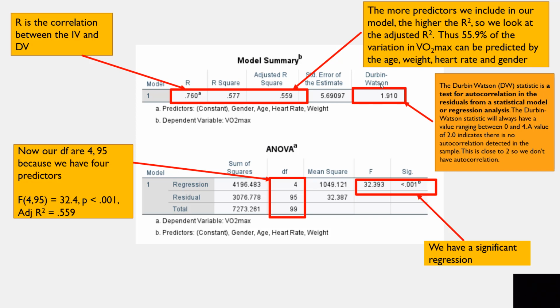And I just wanted to show you that we don't always have to ask for the Durbin-Watson. If you know in your design that you don't have repeated measures, then you're fine. So now our degrees of freedom are 4 and 95 because we had 4 predictors in the model, and then we use the residual. So we say F of 4, 95 is equal to this statistic here, 32.4, p is less than 0.01, adjusted r-square is 55.9 or 0.559.